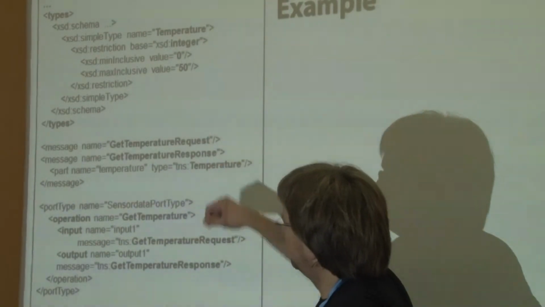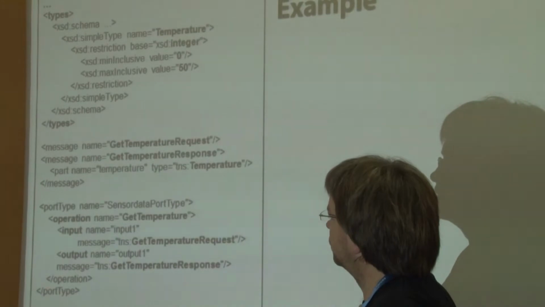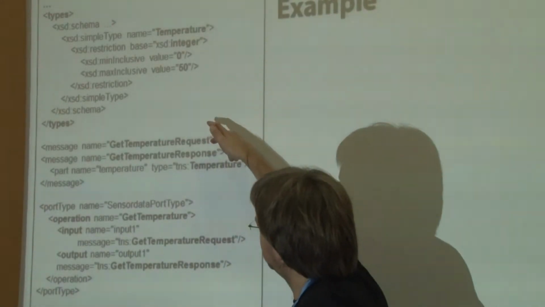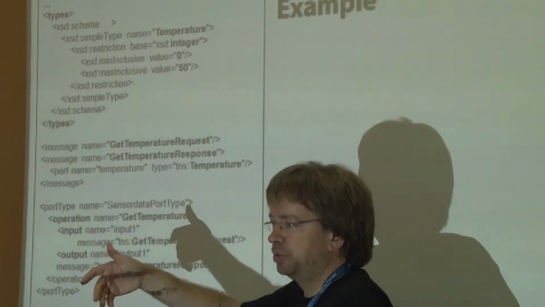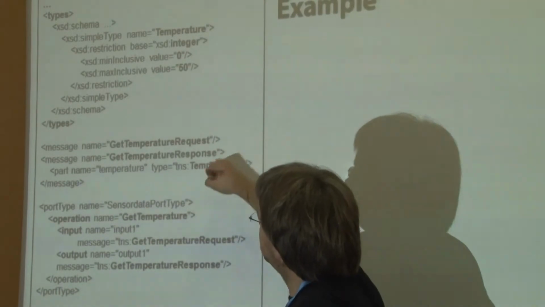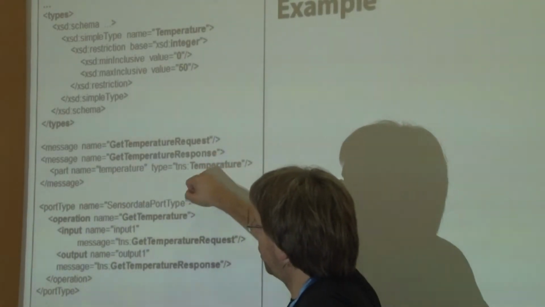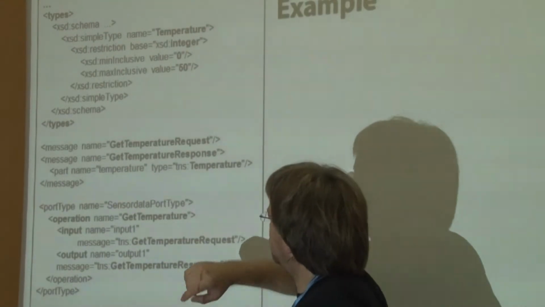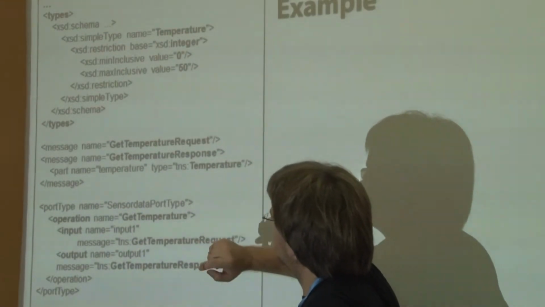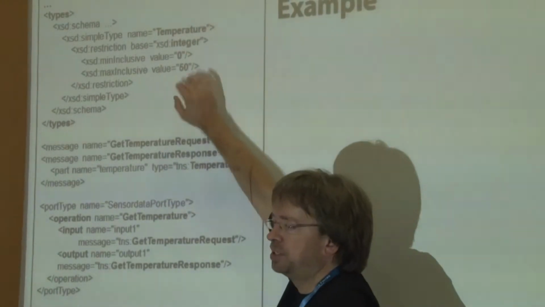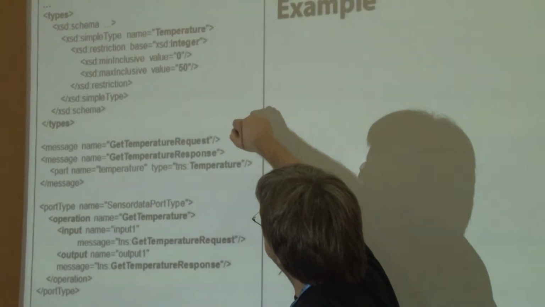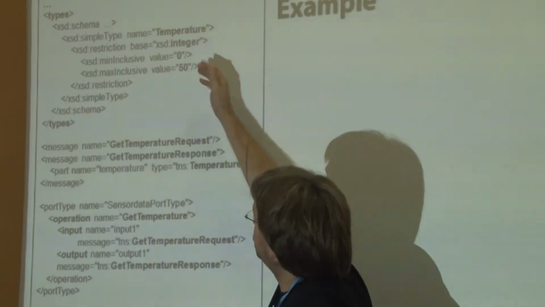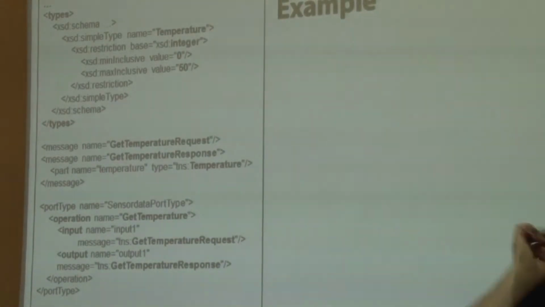Here is a description of how these operations look. The first message here is a message without any parameters. You just send the get temperature request to the service provider, and as a result get a message back with one parameter called temperature, and it's of type temperature, and the type temperature is described here in XML schema. So it's an integer restricted to values between 0 and 50. So this is the description of the service.